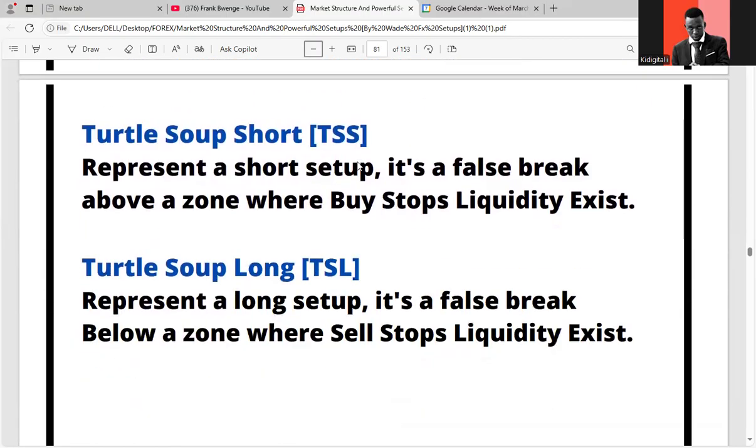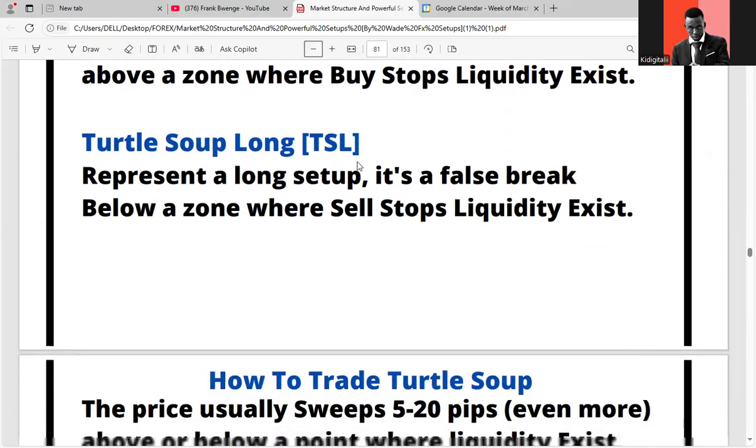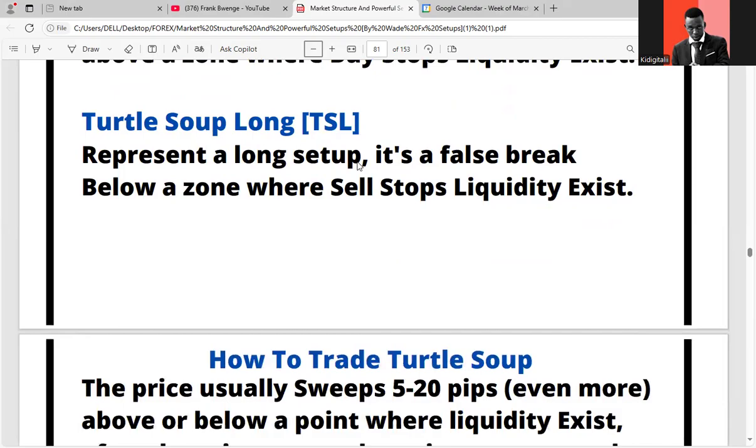We have turtle soup short, that is TSS, and turtle soup long, that is TSL. The turtle soup short represents the short setup. This is where we always take sell trades. We have some criteria, and when we look at them, we conclude taking that trade as a short trade. This is always a first break above a zone where buy stops liquidity exists. I'm going to show you in a chart very shortly.